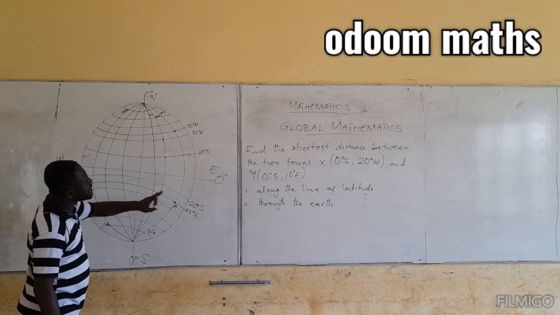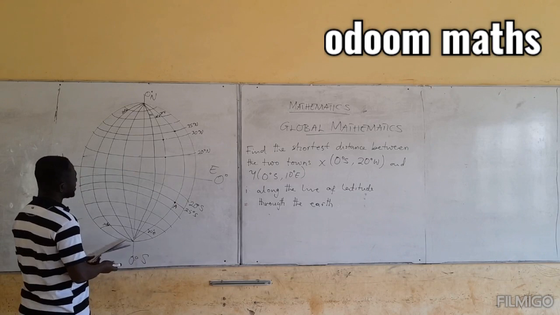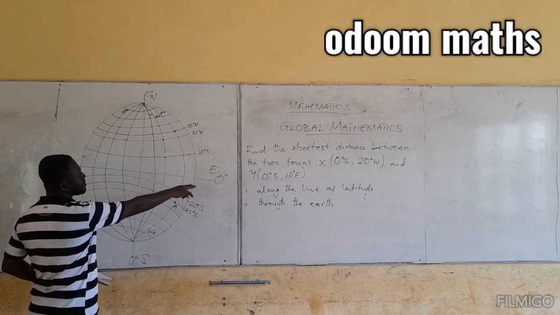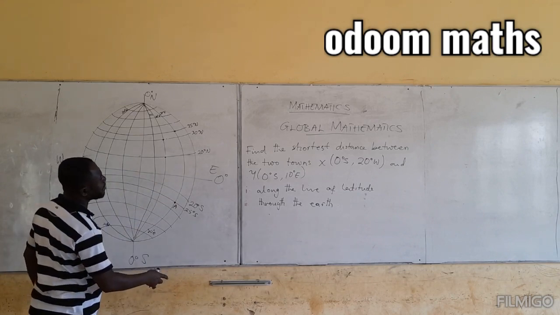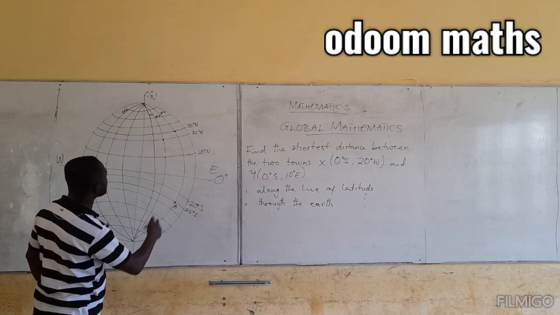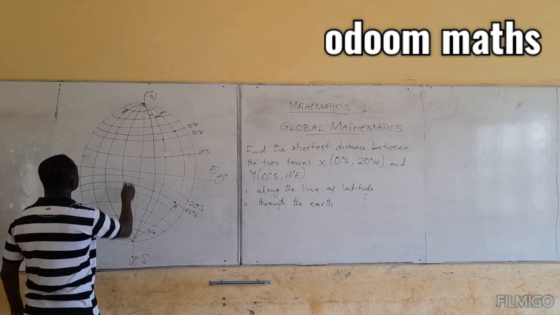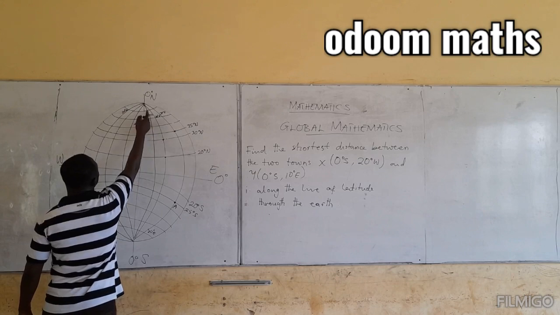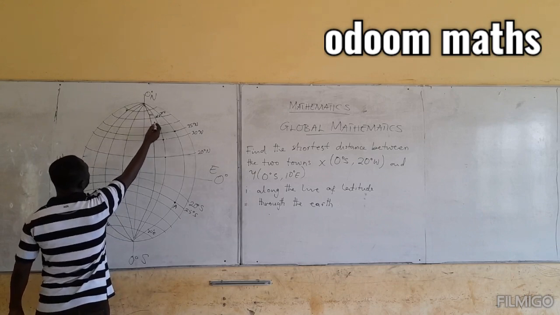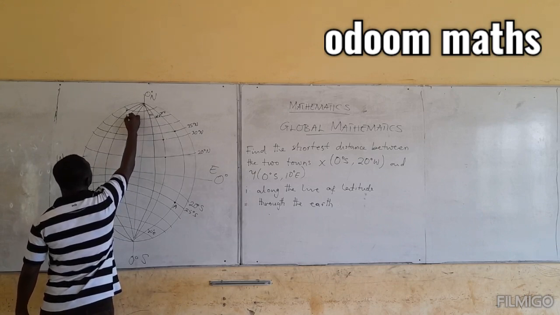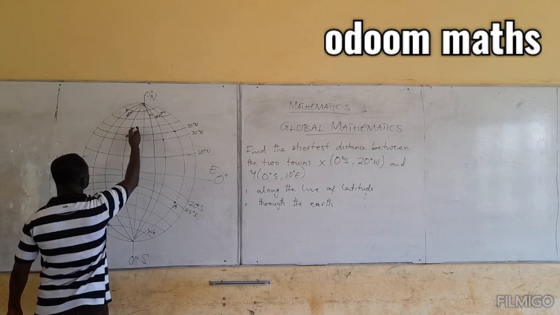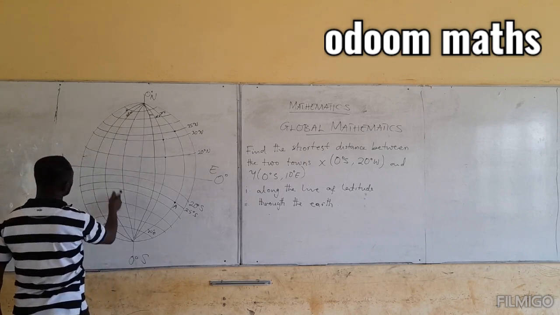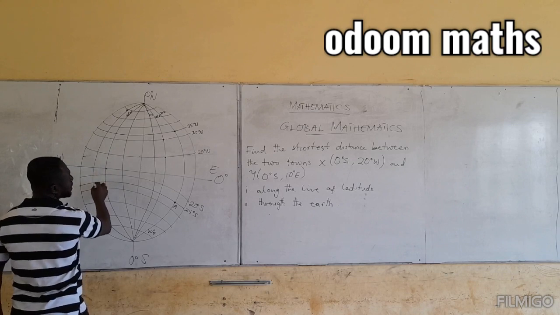So 0 degrees south is just on the latitude, and then 20 west, 20 degrees west. So this is my 20 degrees west. So the first point is here, the town X.